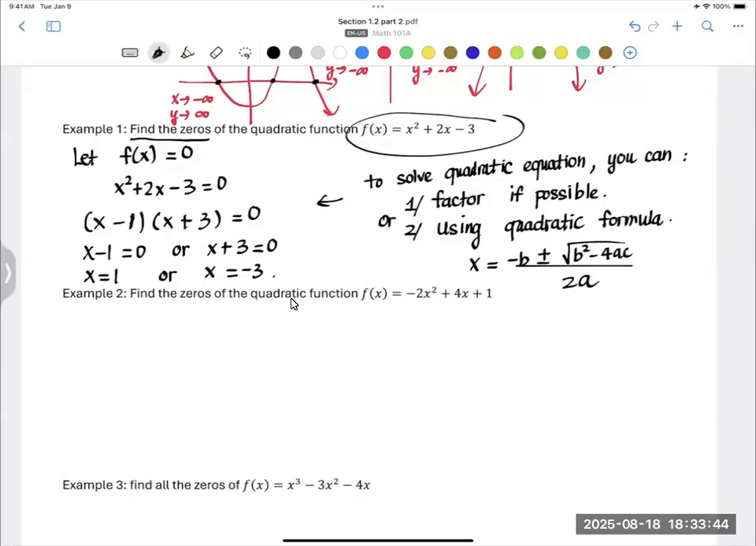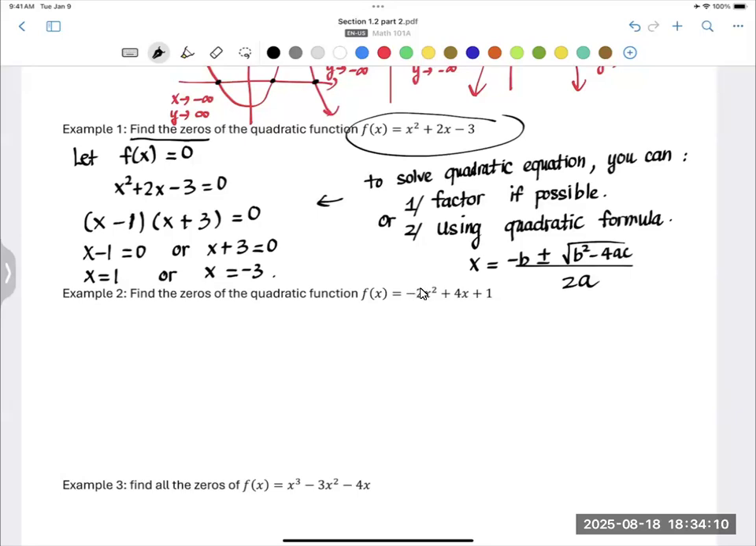Find zero of the quadratic function using quadratic formula or factor. Okay, so in this video, we will talk about how to use the quadratic formula to find the zero of the function. The reason why I will use the quadratic formula for this problem is because I see there's a number other than 1 in front of the leading term, right?